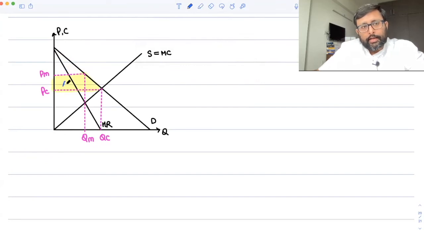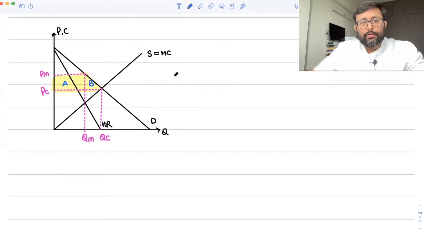So let me call this area as A, this rectangle, and this triangle as B. So this much units of QM were also being produced by a monopoly firm. But now, since they are being produced by a competitive firm, they're being sold at a lower price. That's a benefit to the consumers. This triangle is coming as a surplus for the consumers. Why? Because now there are extra units which are also being produced at a lower price, PC. So that's an addition, right? This was there. Okay.